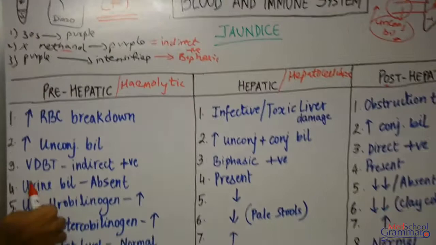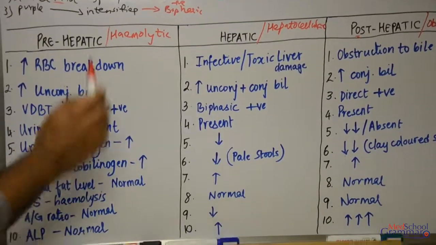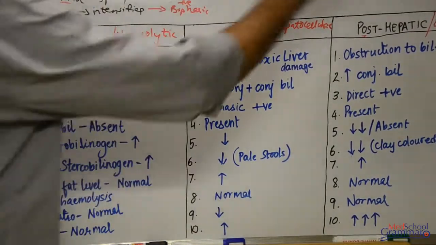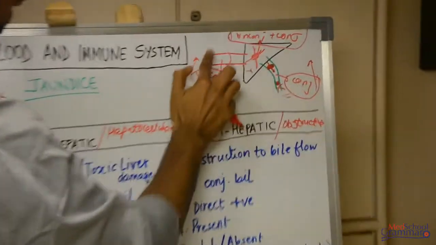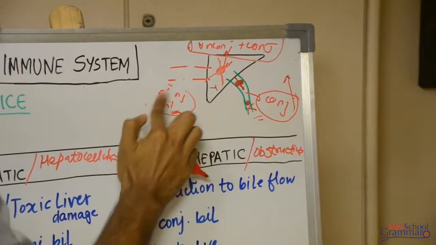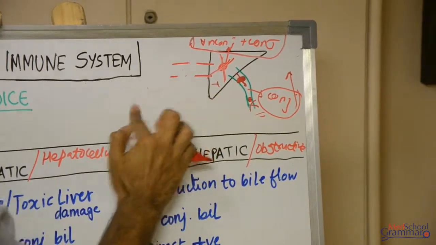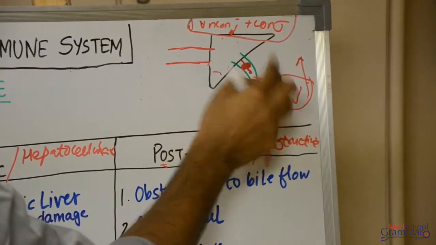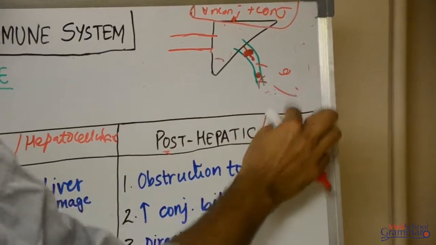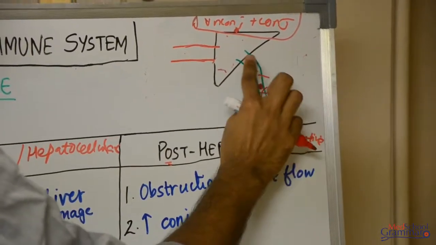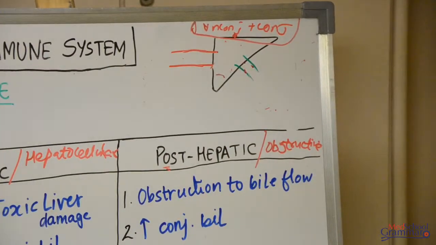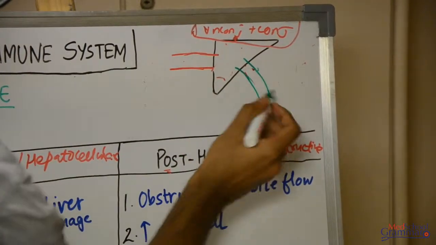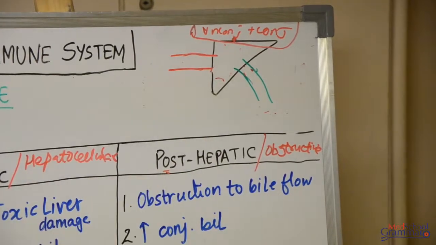Moving on to the next point, we see that urine bilirubin is absent in prehepatic jaundice. Now, why is this so? Coming back to this diagram, you need to remember this: before the liver there is increased unconjugated bilirubin. In the liver there is both unconjugated as well as conjugated, and after the liver in the biliary tree there is presence only of conjugated bilirubin, right? So you need to keep that in mind. If you keep that in mind, everything is simple.